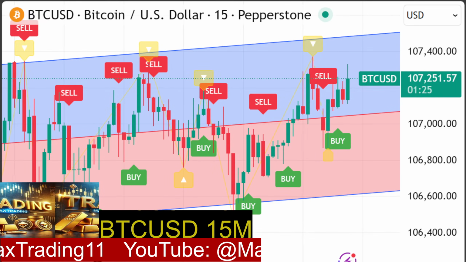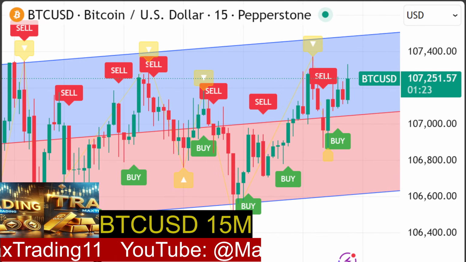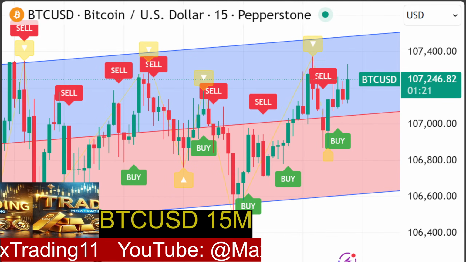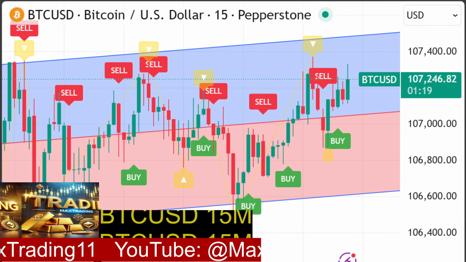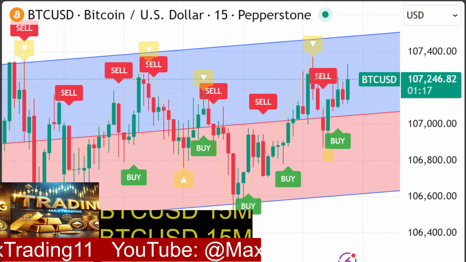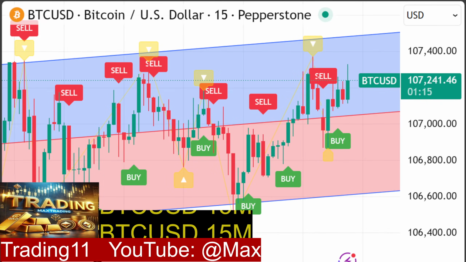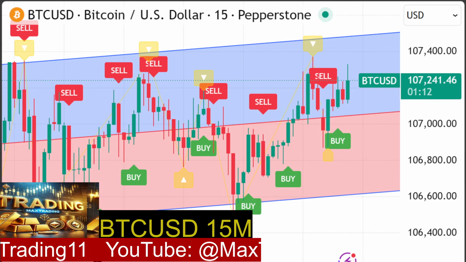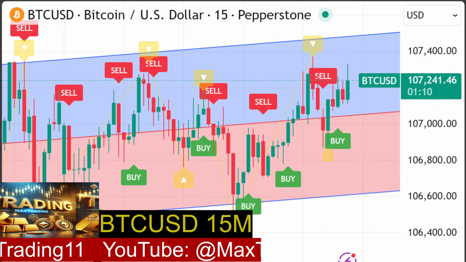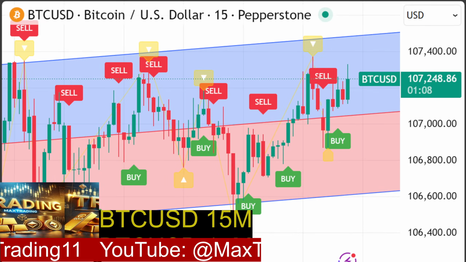NFP, non-farm payrolls, shows job market strength. FOMC statements guide future monetary policy. Geopolitical tensions instantly move gold due to its safe haven status.